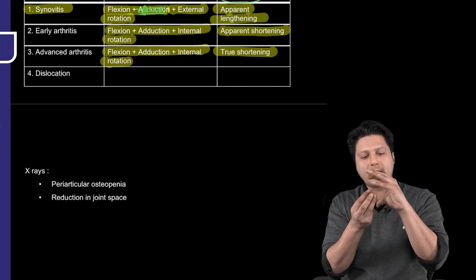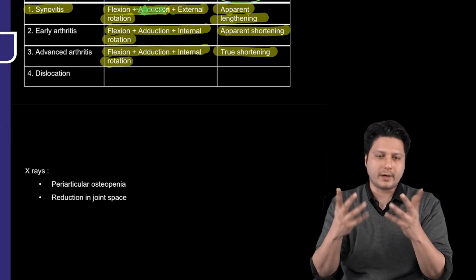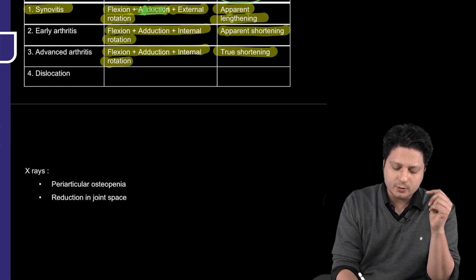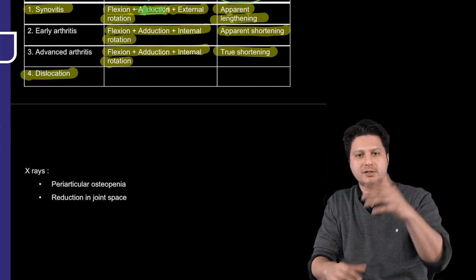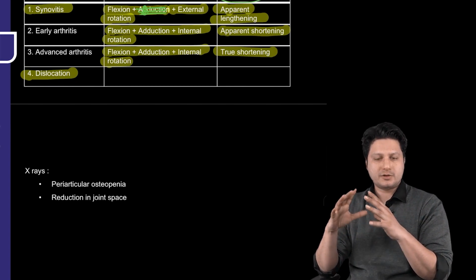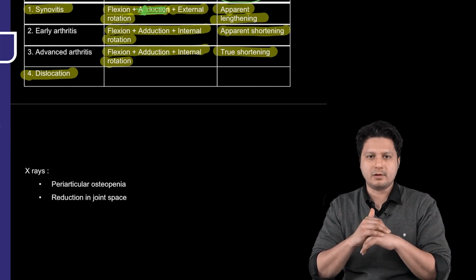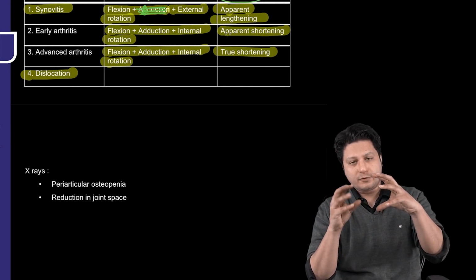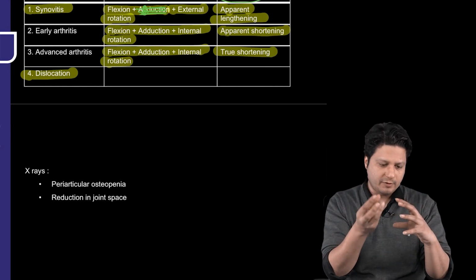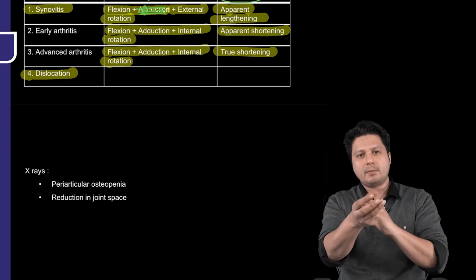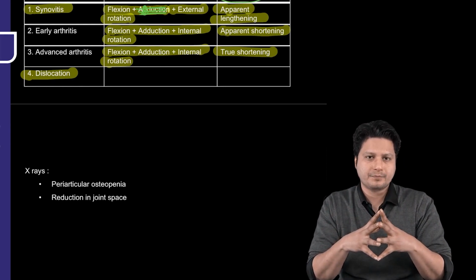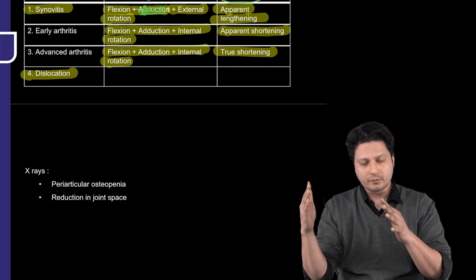That it will fail to be kept inside the acetabulum, it will be dislocated, and finally it will culminate into a stage of dislocation. That is the end stage of tuberculosis of the hip joint. That means dislocation of the hip joint. All right, because the acetabulum fails to keep this small head of the femur within its confines, so it gets easily dislocated. So these are the stages of tuberculosis of the hip joint.